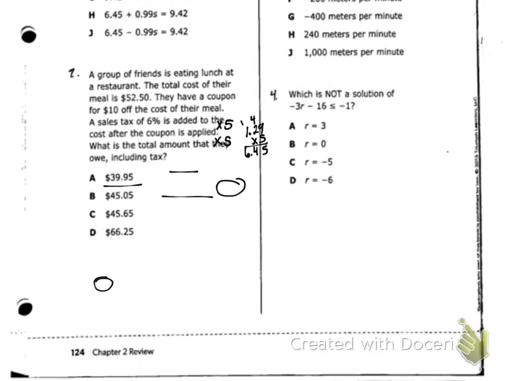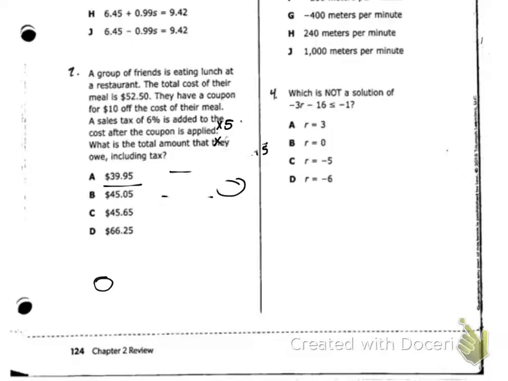Alright, number 2. A group of friends is eating lunch at a restaurant. The total cost of their meal is $52.50. They have a coupon for $10 off the cost of their meal, and sales tax of 6% is added to the cost after the coupon is applied. What is the total amount that they owe, including tax? Alright, so for the first thing, we're going to take $52.50 and apply the coupon of $10. So they get $10 off, so that's $42.50.